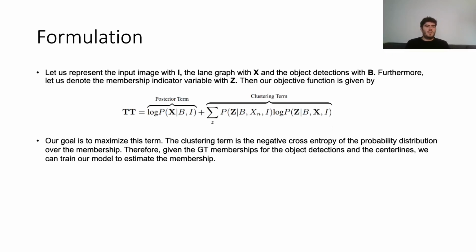Let us represent the input image with I, the lane graph with X, and the object detections with B. Then we can define the membership indicator variable Z, which is essentially a probability distribution per object over the center lines.